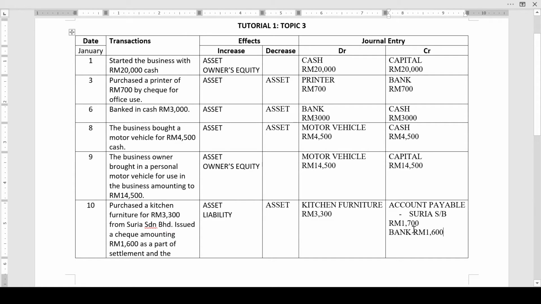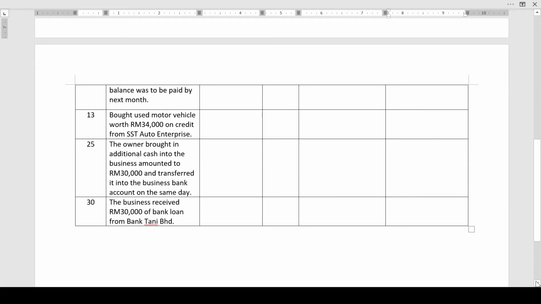Okay, next. Bought used motor vehicle worth 34,000 ringgit on credit from SST Auto Enterprise. Used motor vehicle, meaning that now the business owns a motor vehicle worth 34,000. So motor vehicle is an asset. So what is the effect? There is an increase in asset, because now the business adds a new motor vehicle.